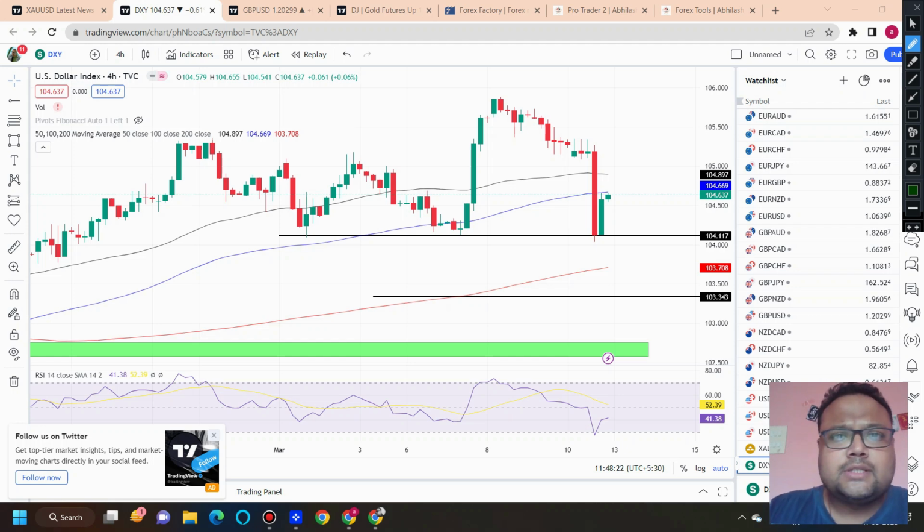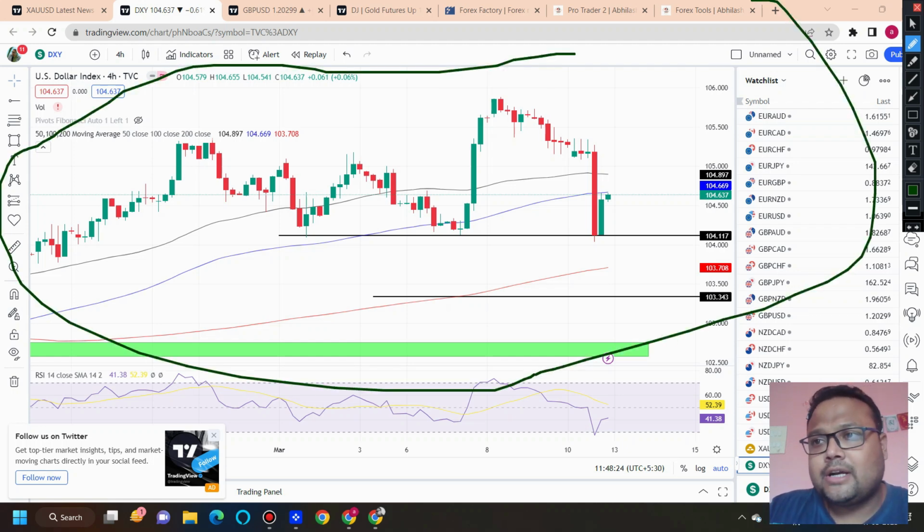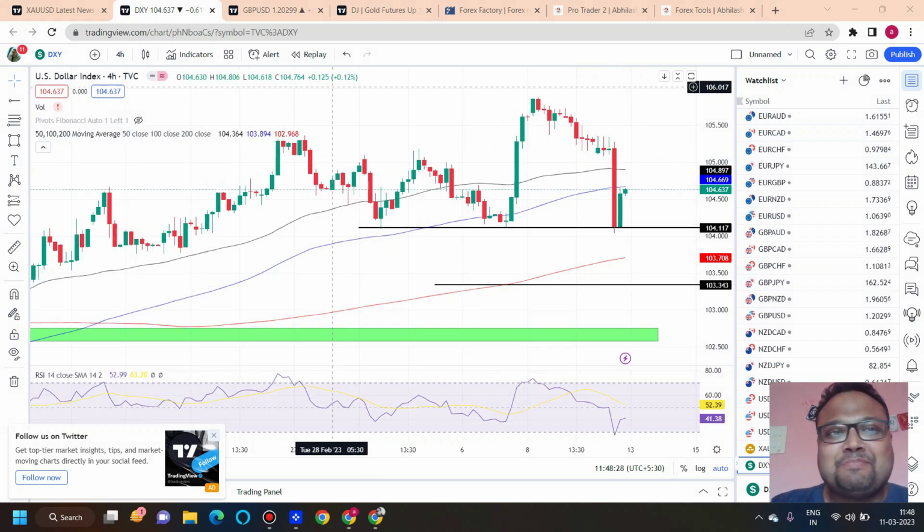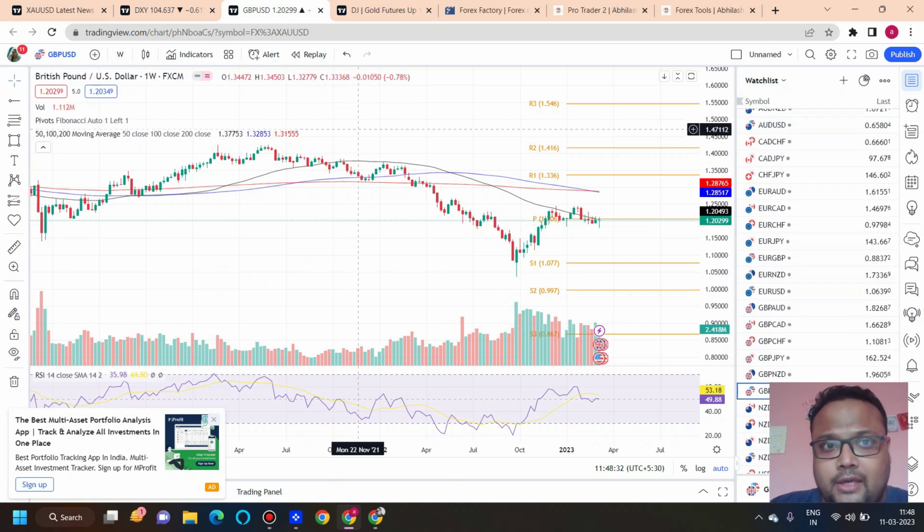So this is the overall scenario on DXY. Overall, the structure is intact. That is the best part. Now let's move towards GBPUSD.